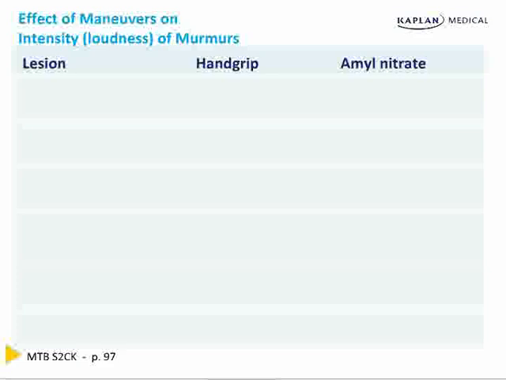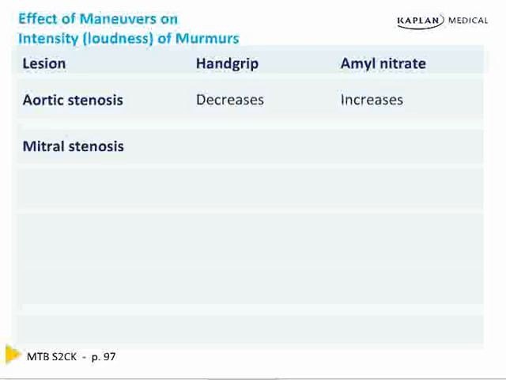That's why, in summarizing the effect of hand grip and amyl nitrate, we can see that these are clearly the opposite. We can see that mitral stenosis, the same way that there's no effect of hand grip, there'll be no effect of amyl nitrate. And there'll be no effect because mitral stenosis is not affected by ACE inhibitors or ARBs. Because ACE inhibitors and ARBs affect ventricular emptying. And mitral stenosis is a problem with ventricular filling.